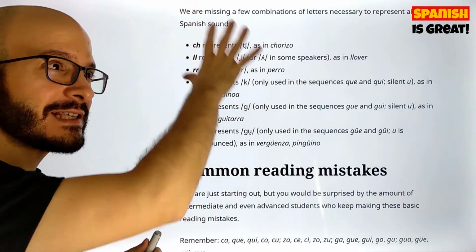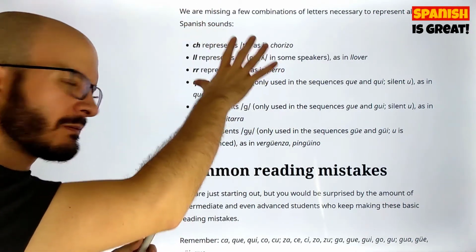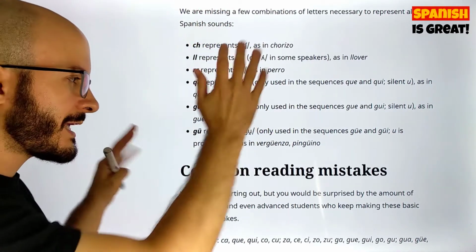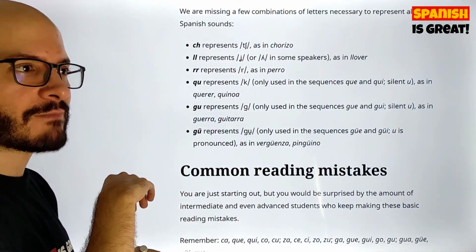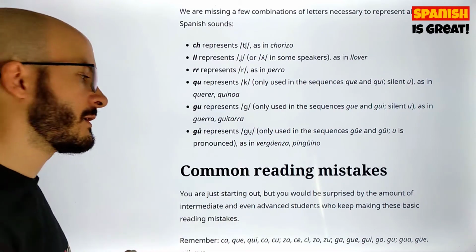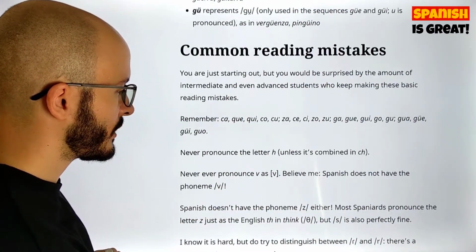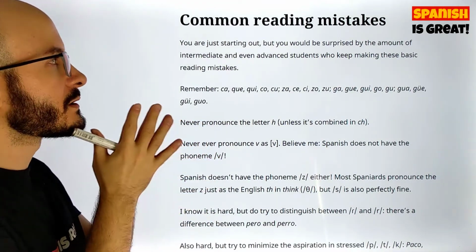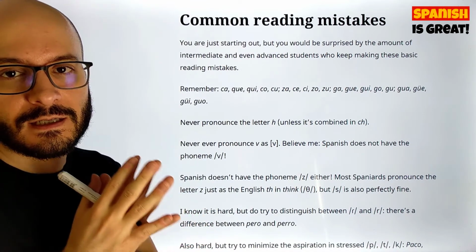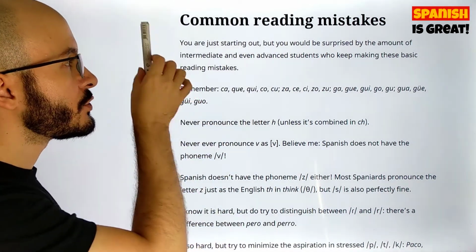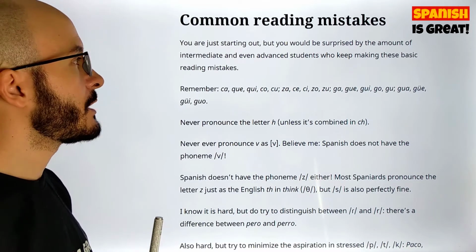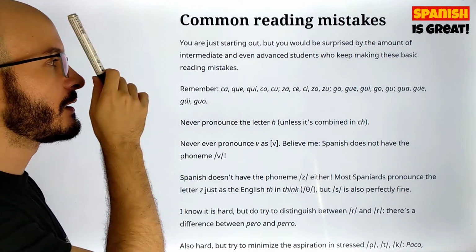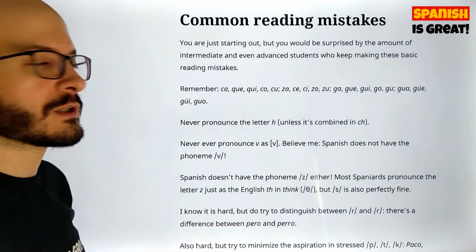Okay, so that's a lot, okay? But as we saw, most of the things are more or less similar. Try to make a good comparison with English and you will see that they are rather similar. Then, before finishing this class, let's review probably the most common reading mistakes that English speakers make. You are just starting out, but you would be surprised by the amount of intermediate and even advanced students who keep making these basic reading mistakes. These are quite basic, I would say, no?